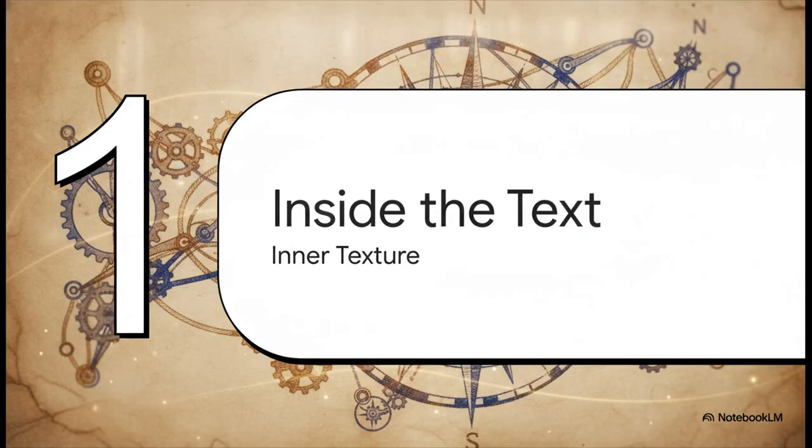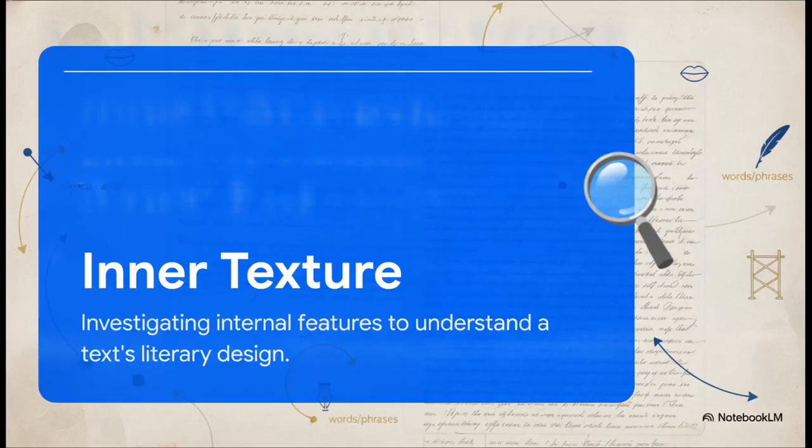Section 1. Getting inside the text and understanding inner texture. Before we can even ask what a text means in the grand scheme of history, we've got to ask how it operates as its own self-contained world of artistry. Inner texture is the absolutely crucial first stage of socio-rhetorical interpretation.